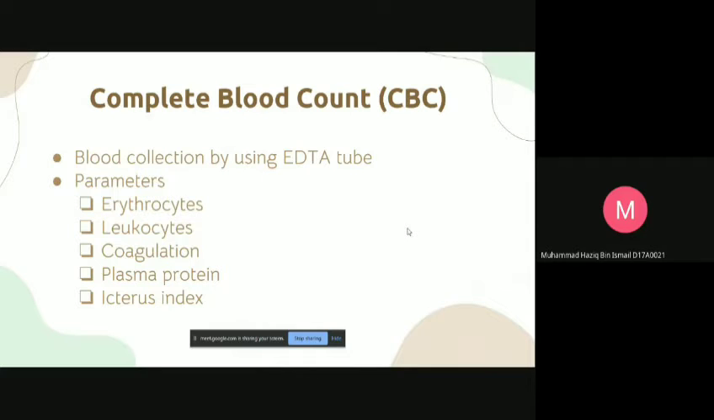And for the parameters, for erythrocytes, we check the RBC, hemoglobin, PCV, MCV, MCHC, and reticulocyte count. For white blood cells, we check the leukocytes, neutrophils, lymphocytes, monocytes, eosinophils, and basophils count. For coagulation, we check the thrombocyte count. Plasma protein can be measured using a refractometer. While the icterus index can be observed by looking at the yellowness of the plasma.